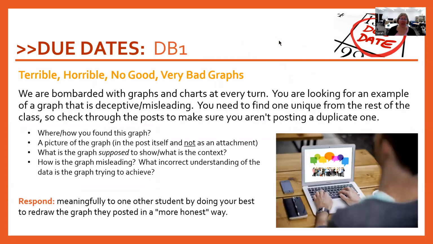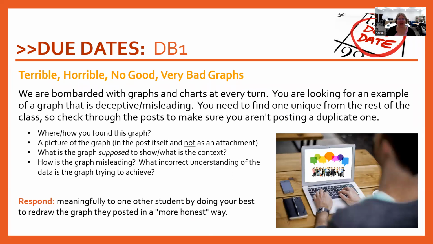And then for the unit, make sure you do the discussion board. So this is one where you find an example of a bad graph and analyze it. There's some questions and details to that. And then you do need to respond to another person. So if you haven't done that, I know some people have posted their original post, but find one other person to respond to, and the details for that are on the discussion board post.